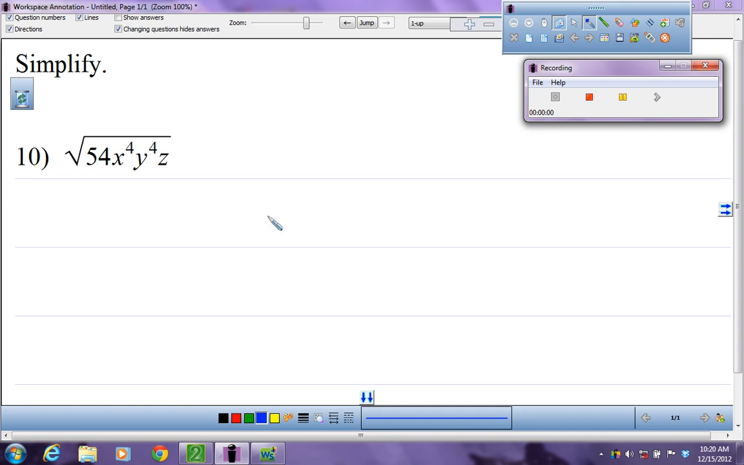Last question of the test. This is simplifying a radical. So hopefully by now you've got the hang of it, right? Break this down into prime numbers.